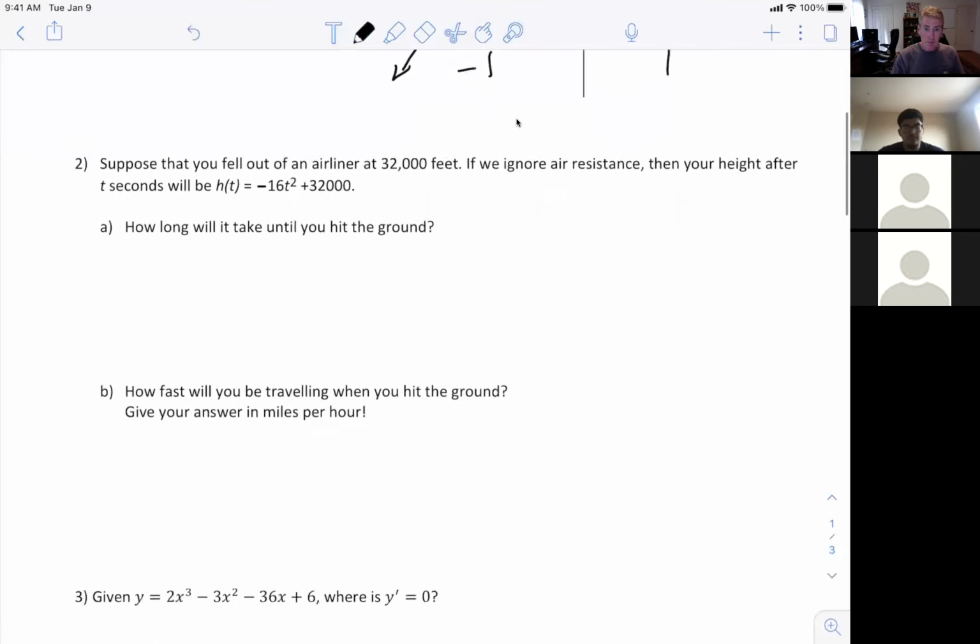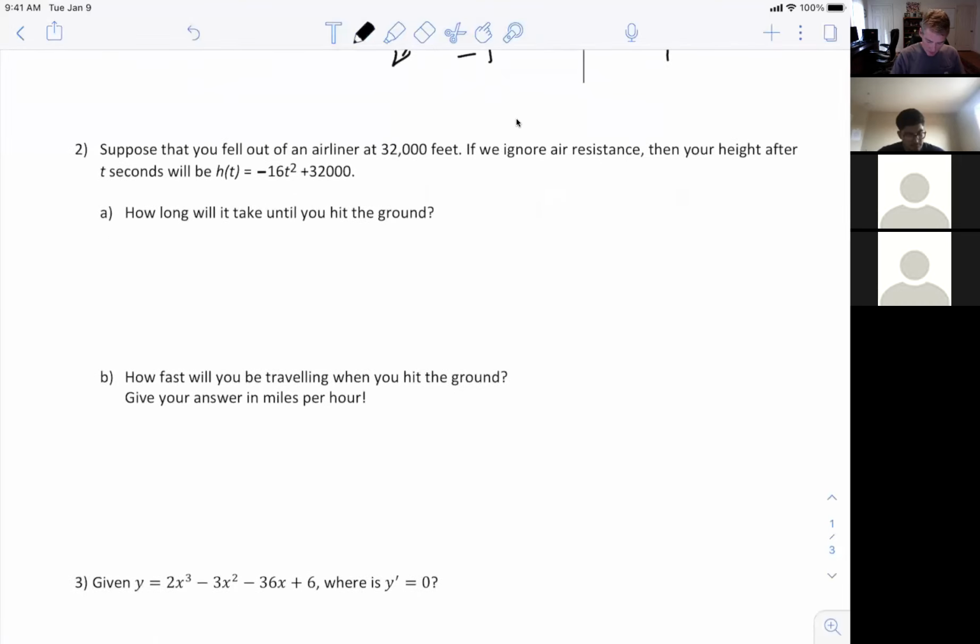All right, then on to number 2. Suppose that you fell or you jumped out of an airliner at 32,000 feet. Then this function right here will be your height, which is basically saying that this is the initial height of 32,000 feet, and then this is gravity pulling you back down to Earth. So how long is it going to take until you hit the ground?